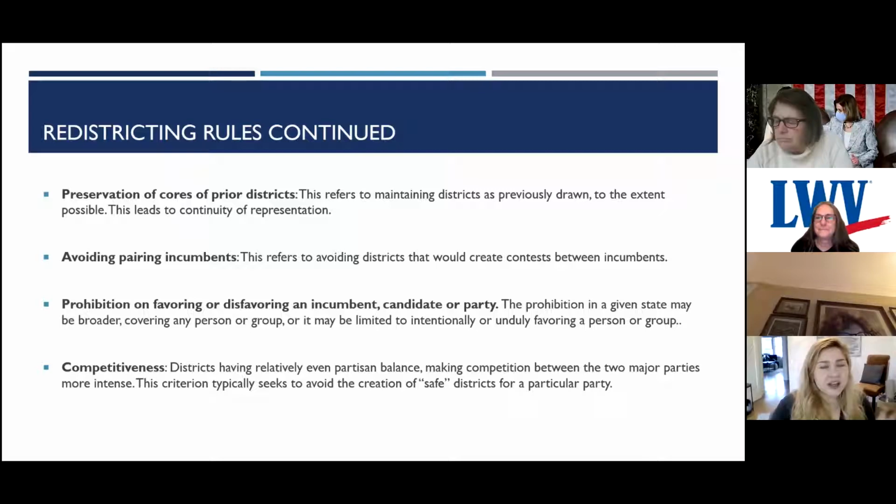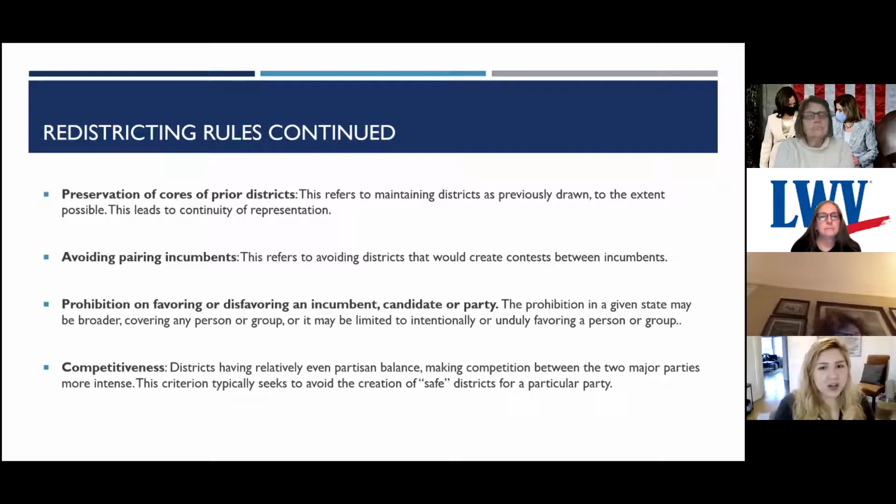And then my other grad school breaking slide with lots of text on it: preservation of core prior districts. As weird as this sounds, in many cases with redistricting, we want to preserve the districts that were already there. If there's a district that's working well, or a community area that's working well within a district and it has good representation, we don't want to break that.